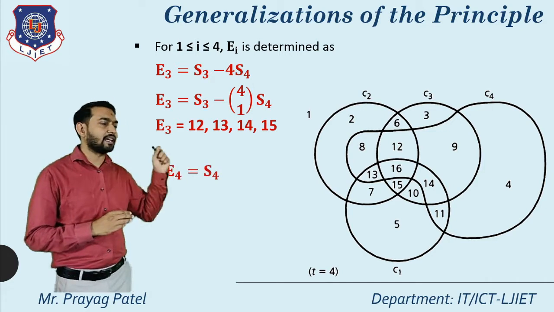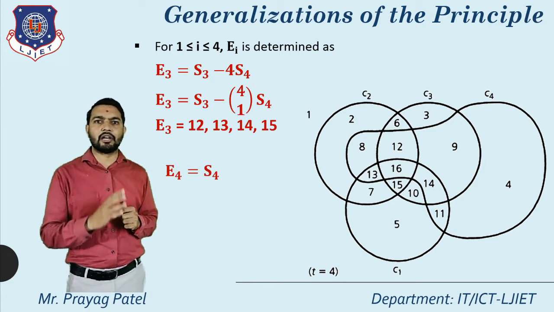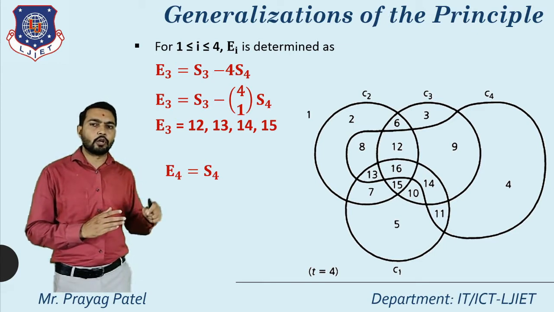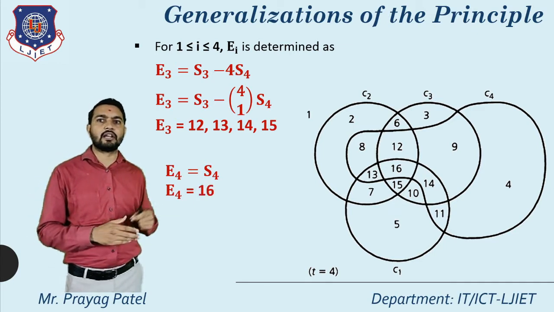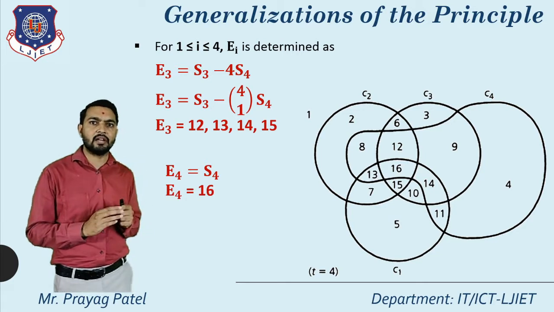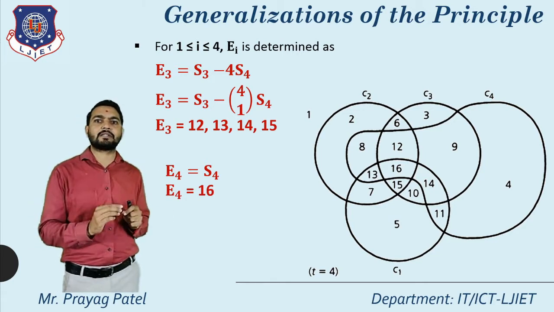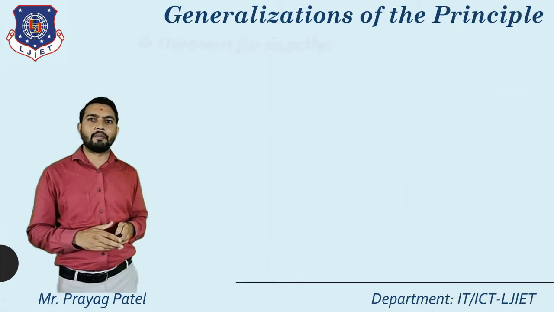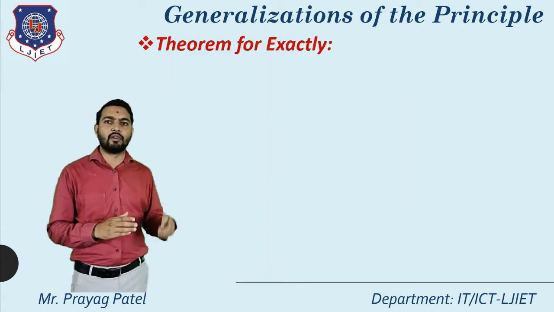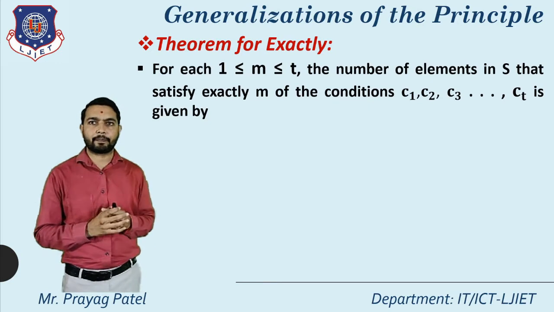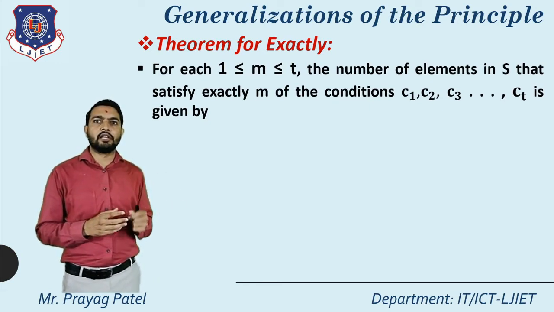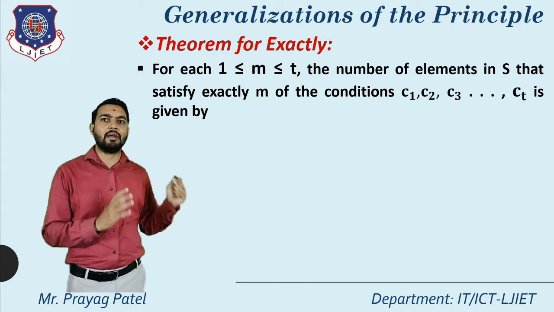Now next is exactly four conditions, that means all four conditions satisfied. So exactly four conditions means E4. So E4 equals S4, and the result of this E4 equals 16, because region 16 satisfies all four conditions. So this is a simple way of representing how we can find E1, E2, E3 up to Et. Now the theorem according to this formula is the theorem for exactly m elements.